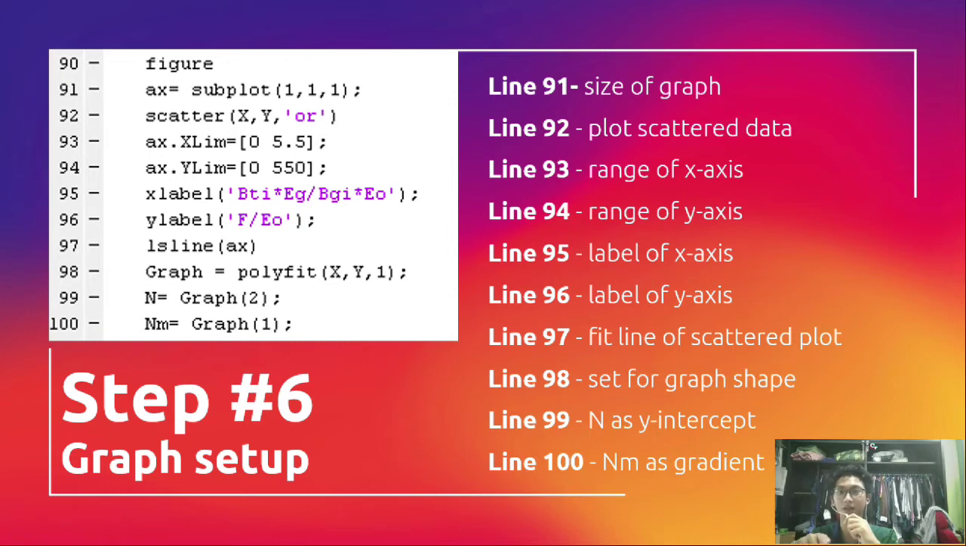Then we put the label of each axis at lines 95 to 96, and we construct the linear line by using the function isLine. Then we use the function graph equal to polyfit xy1 to get the data from the graph. From the graph, we only consider the y-intercept and the gradient of the equation.